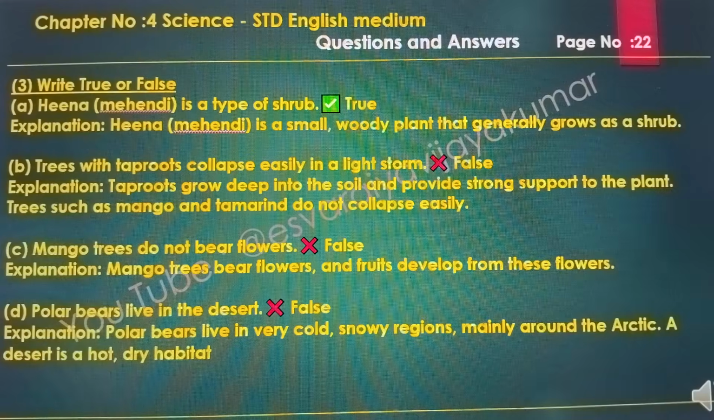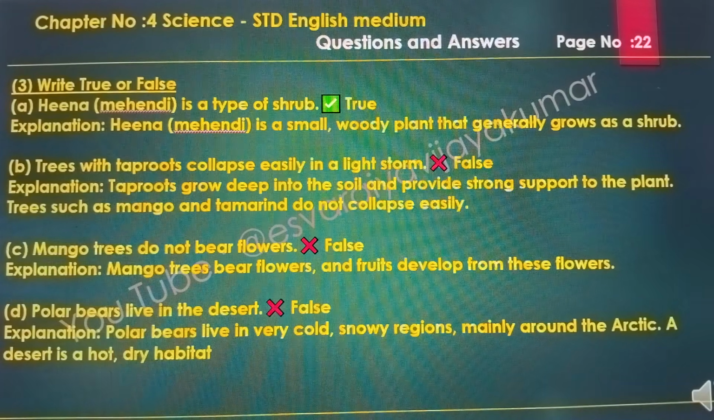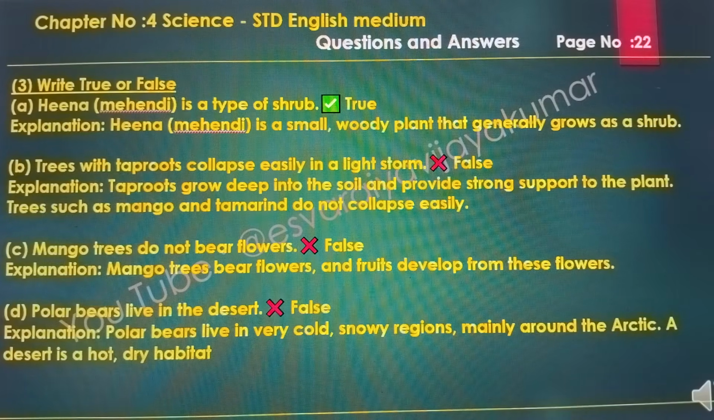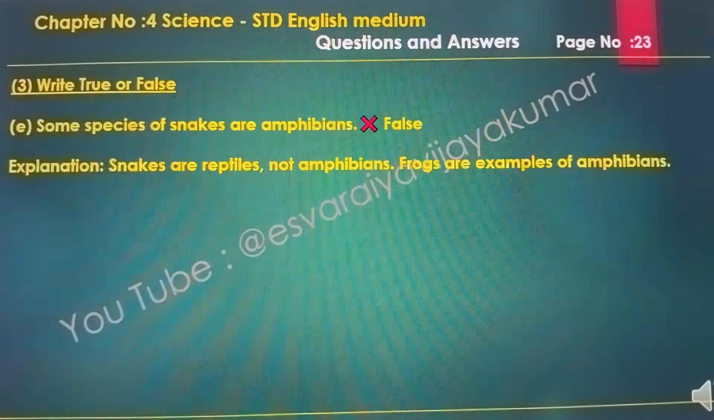Trees with tap roots collapse easily in a light storm. False. Explanation: the tap root grows deep into the soil and provides strong support to the plants. Trees such as mango and tamarind do not collapse easily. C. Mango trees do not bear flowers. False. Mango trees bear flowers and fruits develop from these flowers. Question D. Polar bears live in deserts. False. Explanation: polar bears live in very cold, snowy regions, mainly around the Arctic. Yet a desert is a hot, dry habitat.